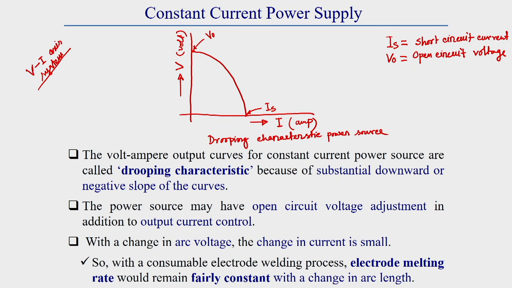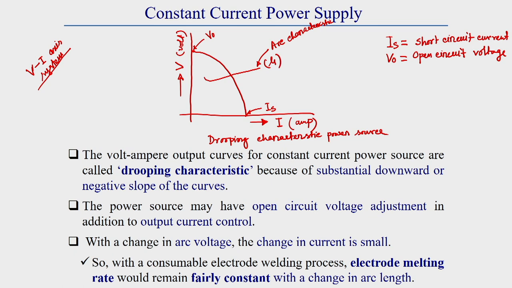Now, generally let us take a particular arc length. We know this arc length characteristic curve looks like this in a VI space, in a voltage-ampere space, that means voltage-current space. The arc characteristics I have already explained; arc characteristics can be represented like this. This is generally the arc characteristic curve. For a particular arc length, the arc characteristic curve is represented like this.